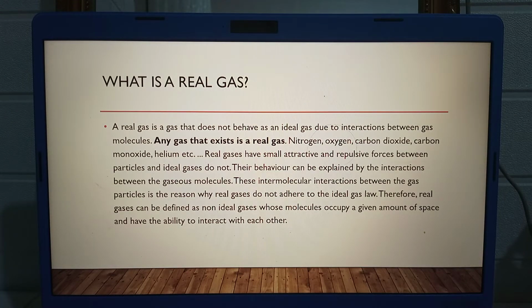Real gases have small attractive and repulsive forces between particles, and ideal gases do not. Their behavior can be explained by interaction between the gaseous molecules. This intermolecular interaction between the gas particles is the reason why real gases do not adhere to the ideal gas law. Therefore, real gases can be defined as non-ideal gases whose molecules occupy a given amount of space and have the ability to interact with each other.